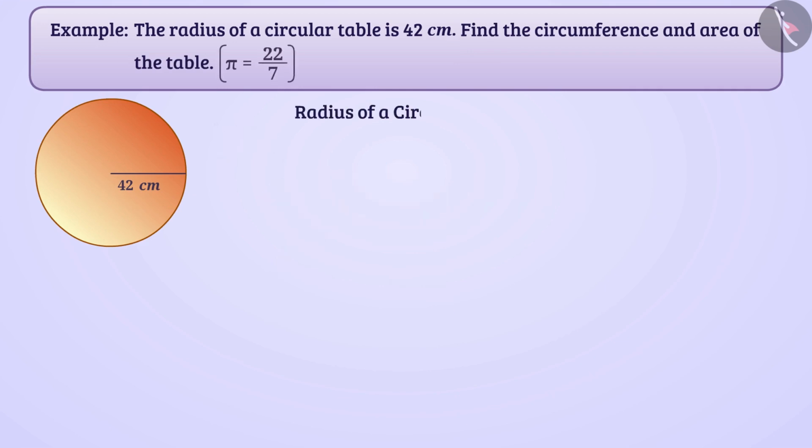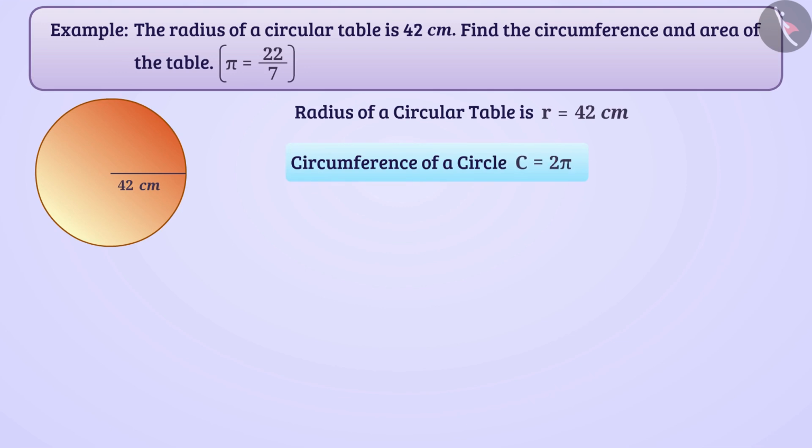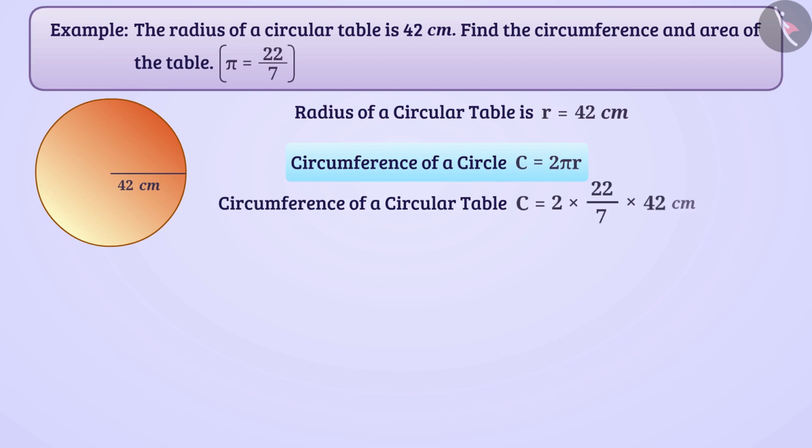The radius of a circular table is r is equal to 42 centimeter. Since the circumference of a circle is c is equal to 2 pi r, hence the circumference of circular table is 2 multiplied by 22 by 7 multiplied by 42 centimeter is equal to 264 centimeter.